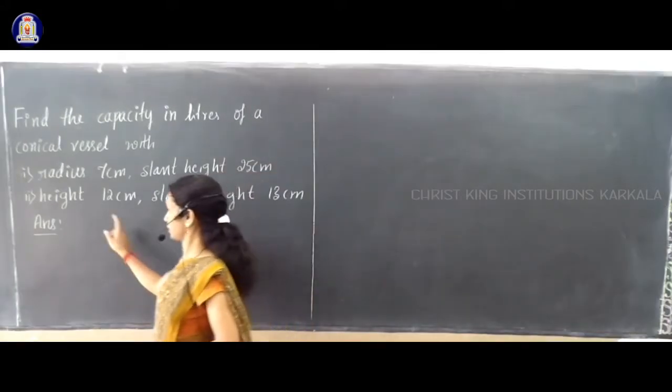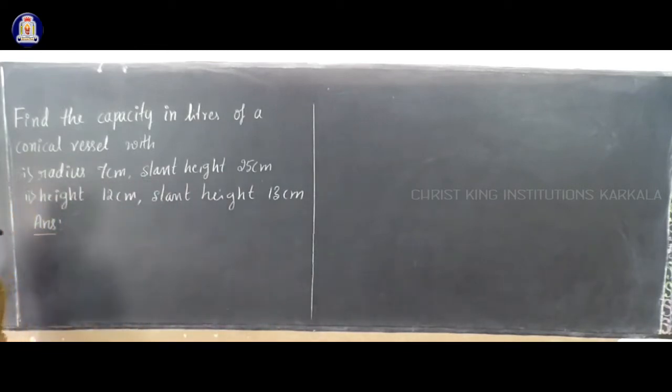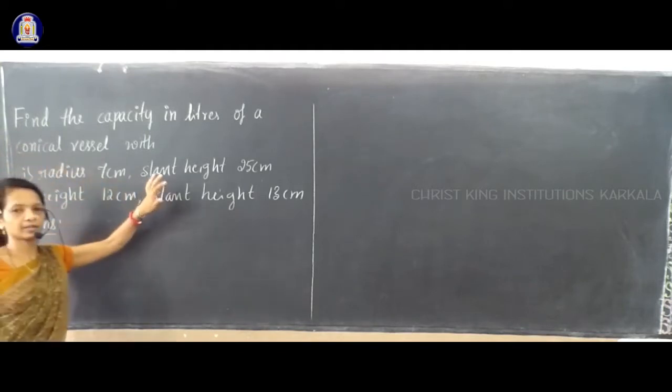So the second problem is that we are given a height of 12 centimeters and a slant height of 13 centimeters. We have to find again the capacity of a conical vessel in liters. Now you are given height, meaning h, and slant height, meaning L.